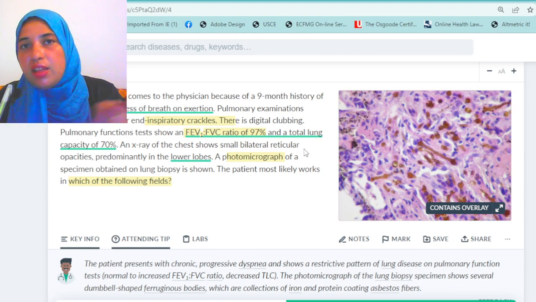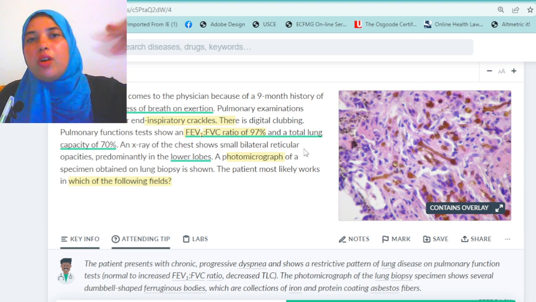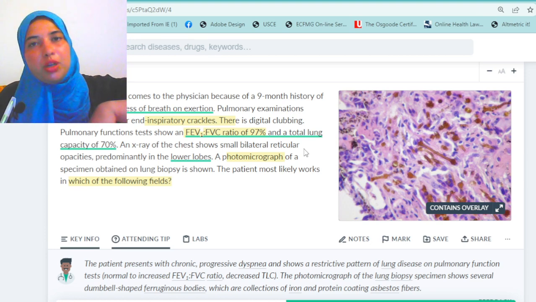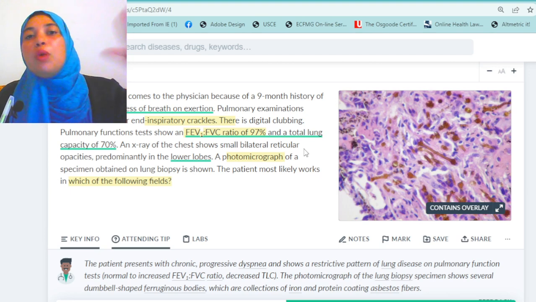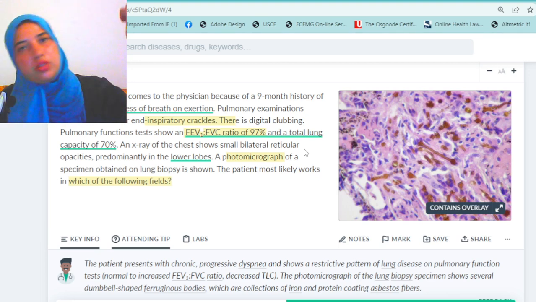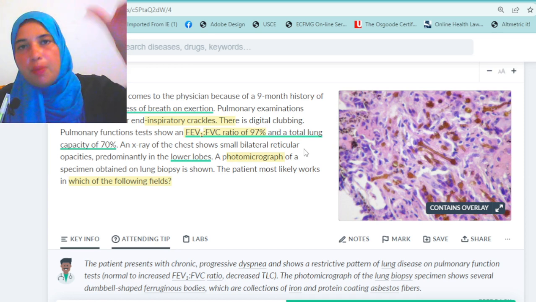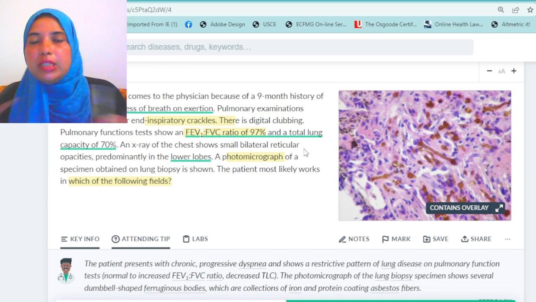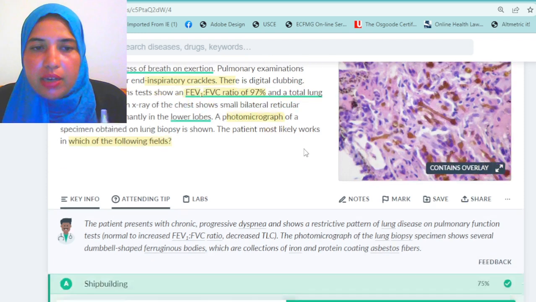So there's a reason why they highlighted this or underlined it for you, because asbestos is on the roofs, but it goes to the floor. Remember that? So that you know that the lesions are in the lower lobes. Silicosis, on the other hand, is on the ground, but it likes to go to the roof or to the upper lobes, for example. So that's really important to help you in that moment to get that correct answer.